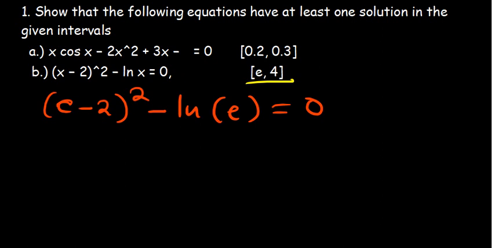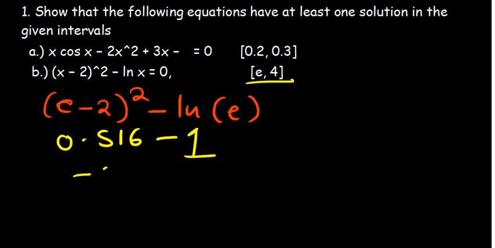So forget about the equivalent part. We just need to focus on this other side. If you look at the value of e, it's approximately 2.718. If you subtract that by 2 and then square it, the approximate value I'm getting is 0.516 minus, and of course the natural log of e is just 1 since these are inverses. So what you're going to have is negative 0.48. So that is what e is giving us.